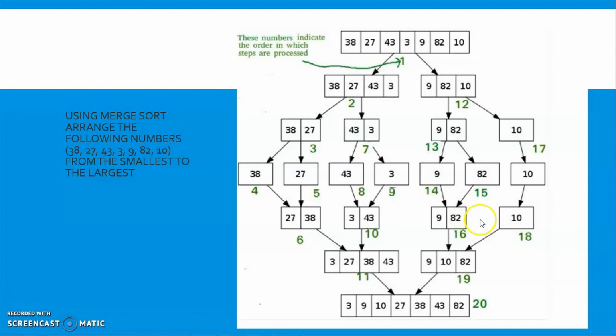So at this level, you will be sorting the 3. The pair has been sorted. And then there's the 10. You now bring them down here. You now have 3, 9, 10, 82. So this half has been sorted well. This other half has been sorted as it should.